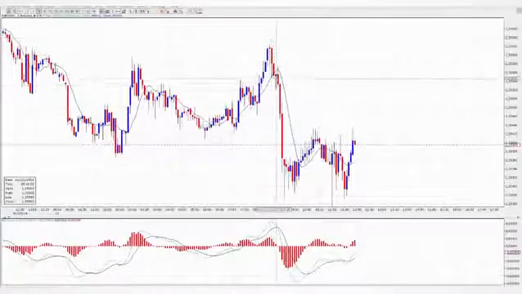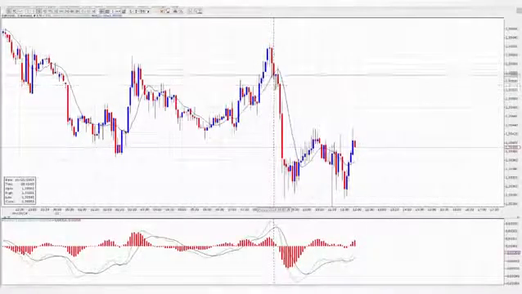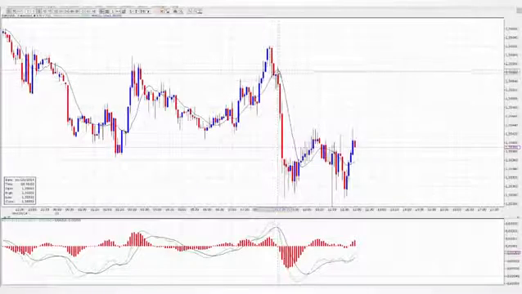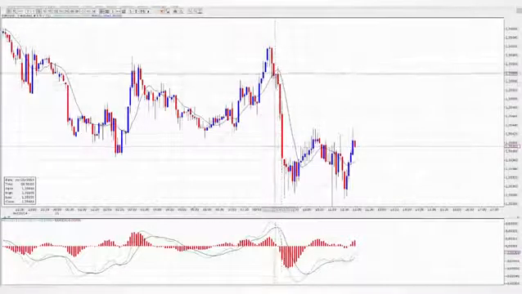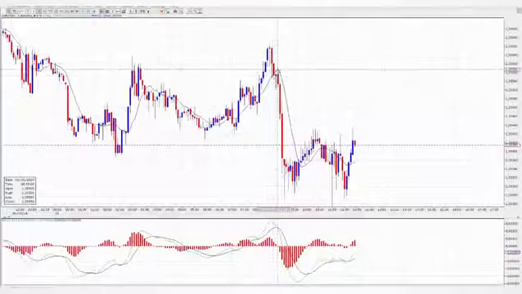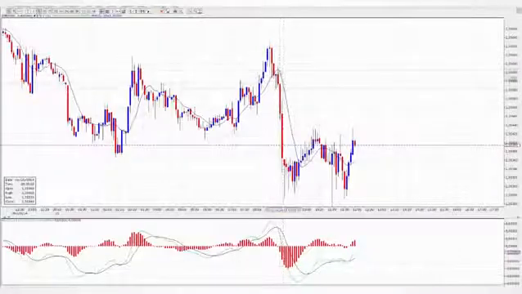Now, the first condition for this to work is the moving average has to change direction. So if you want to sell, the moving average needs to change direction and go down. It has to start going down like here, okay?